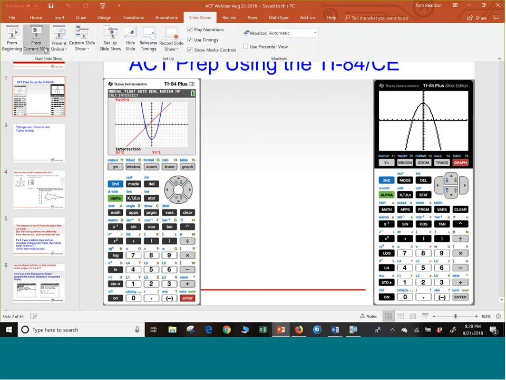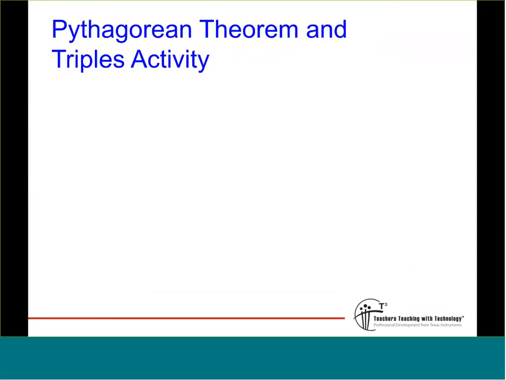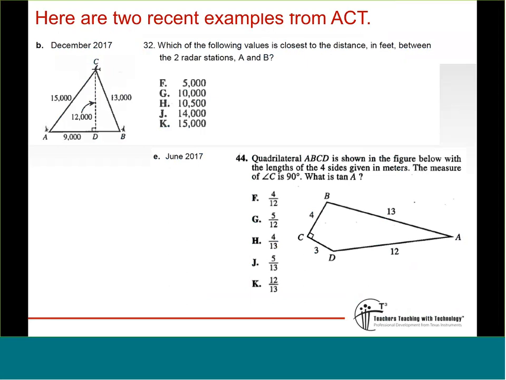All right, so I'm going to be focusing on the 84 CE ideas, and let me go ahead and get this going here. So I'm going to talk about the Pythagorean theorem and triples activity, similar to what Jeff said before, but a little bit of an extension. So these are 2 problems that were recently on the exam, and we're going to look at solving those in a minute, but I thought I'd like to at least have you see them.